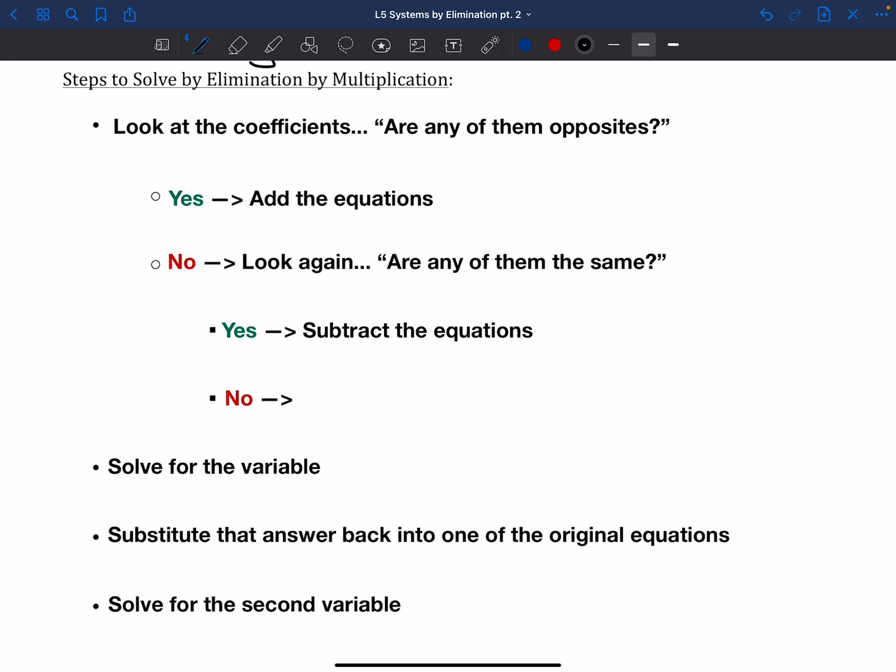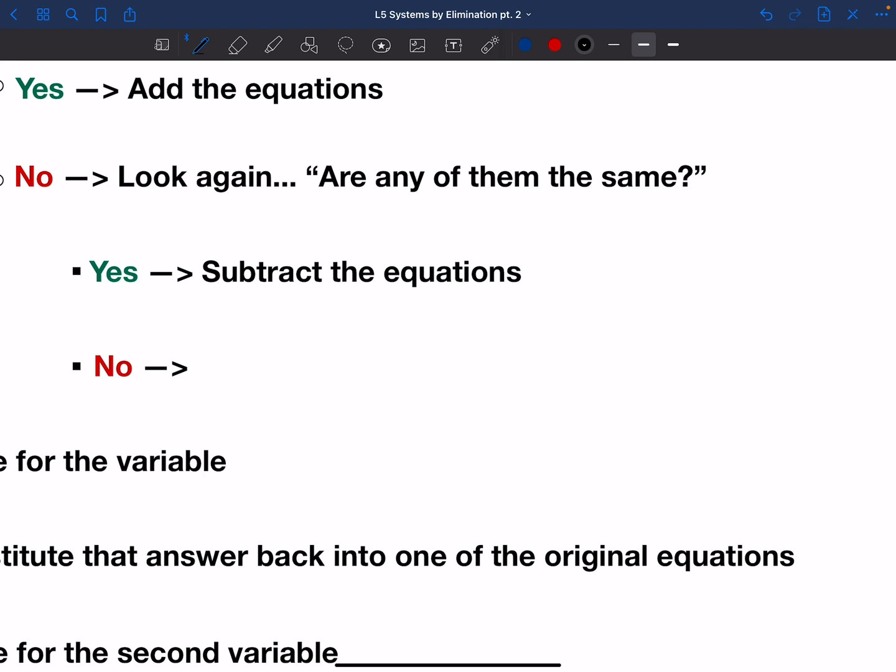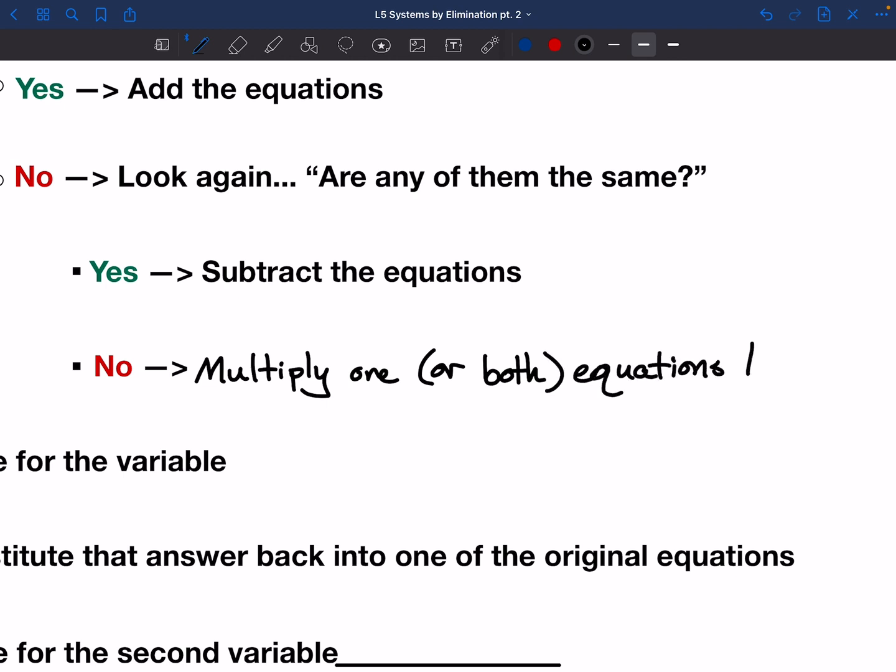If the coefficients are not opposites and none of them are the same either, then we have this step here, and we're going to write a little bit in here. If the answer is no, you're going to have to multiply one or maybe even both equations to make them have similar coefficients. All right, if you need to pause here to finish writing, that's okay.